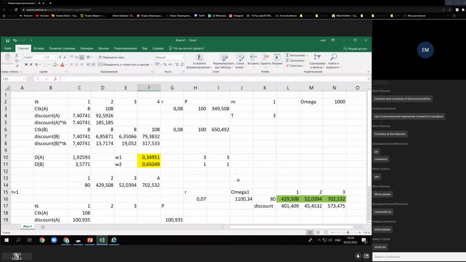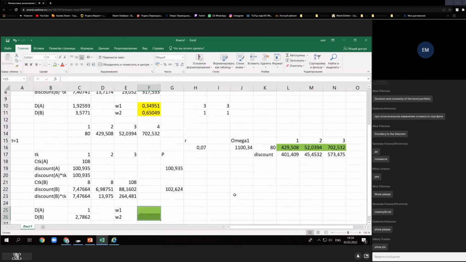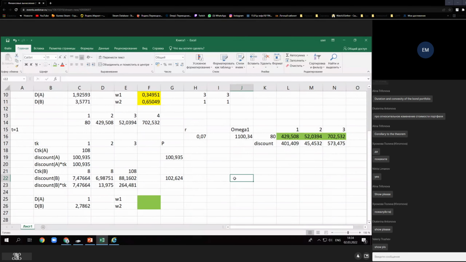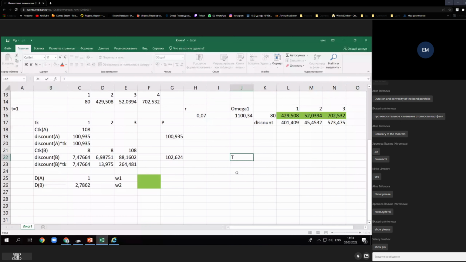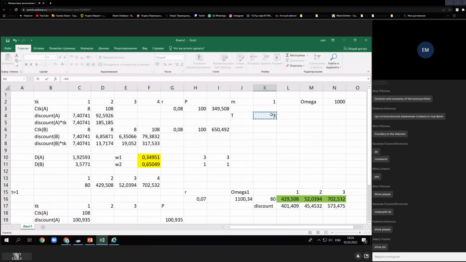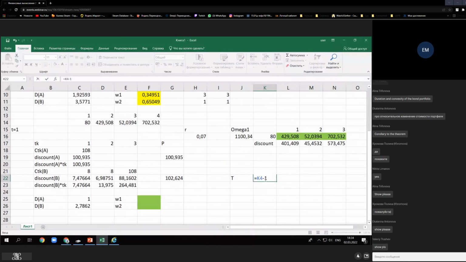First of all, we will change the time horizon. The time horizon now will be equal to the previous time horizon minus 1. Minus 1 because we had moved in time by 1 year. And now we should do the same. We should multiply duration of the first bond by the weight number 1 plus duration of the second bond by the weight number 2, and it must be equal to the new time horizon. Also, we know that the sum of weights should be equal to the number 1.